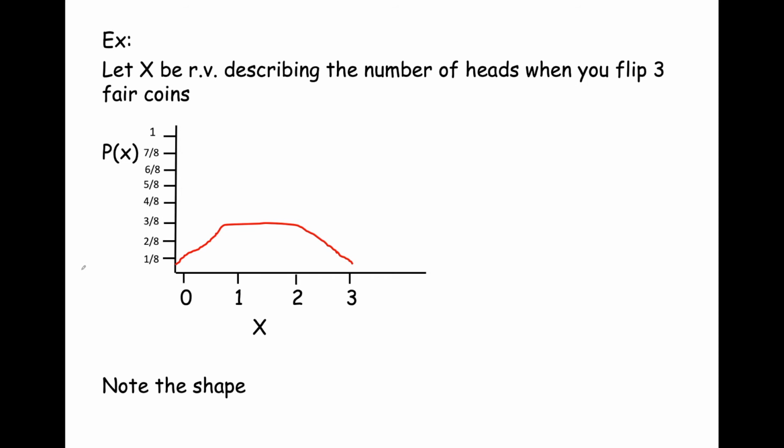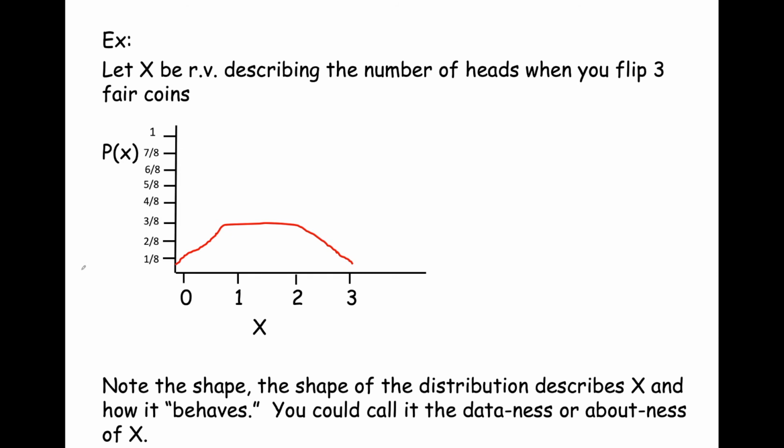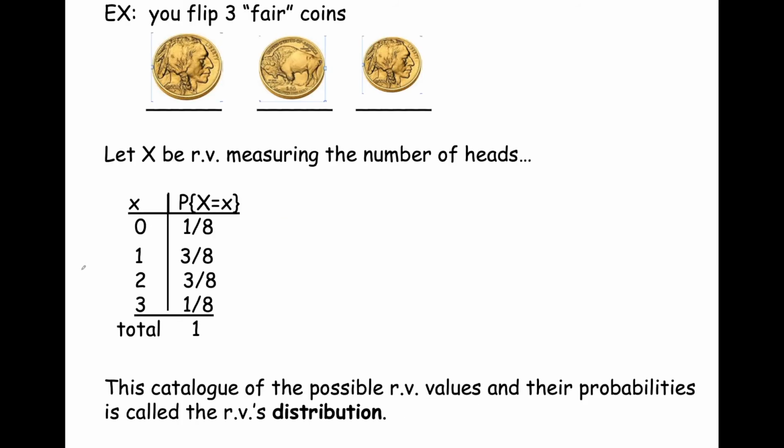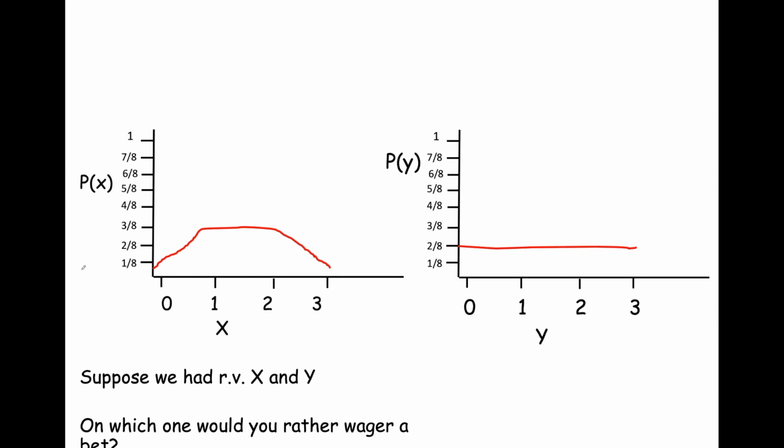So we note the shape of this graph, and now the shape of the distribution is going to describe for us how this random variable x behaves. And by behavior, I refer to the types of values that it will take on with a repeated number of tries of this experiment of flipping the coin 3 times. You could also call it the dataness or the aboutness of x. The shape of this distribution tells you about the behavior you'll observe for random variable x. Okay, so we have this catalog of values, our distribution, and then we have our graphs.